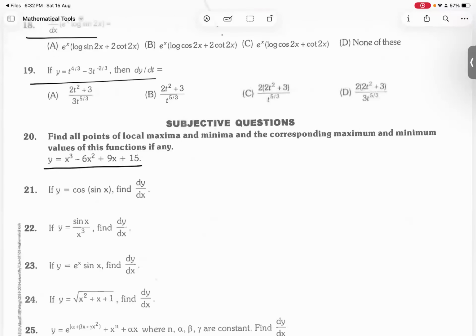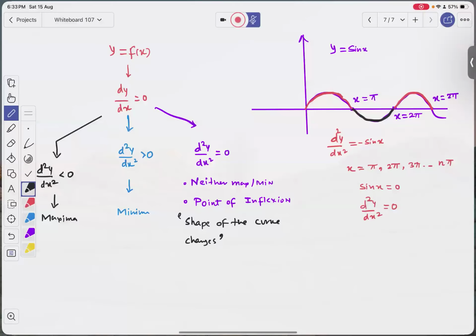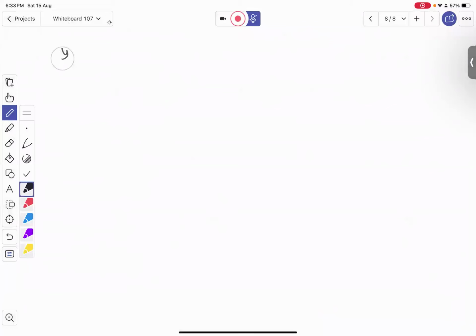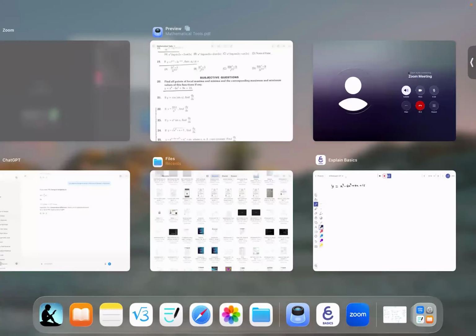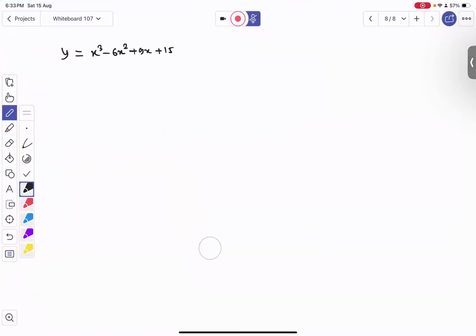Y equals x cube minus 6x square plus 9x plus 15. Find the points of maxima and minima of this function. Y equals x cube minus 6x square plus 9x plus 15. Find the maximum and the minimum value of the function. So try from whatever you've understood.